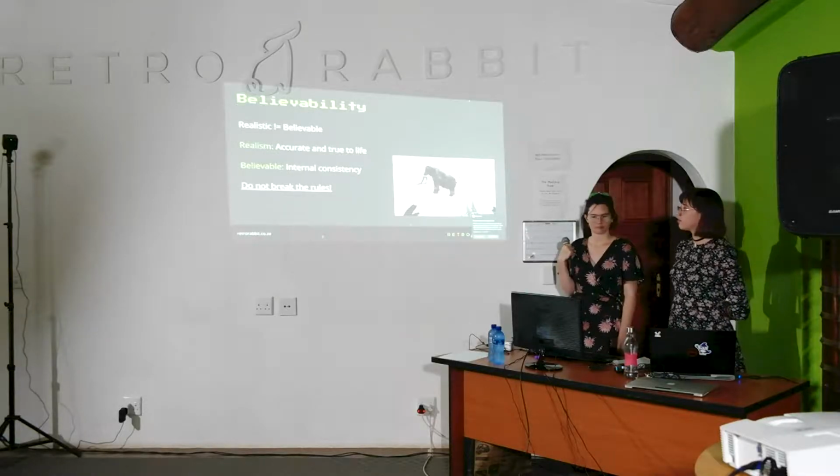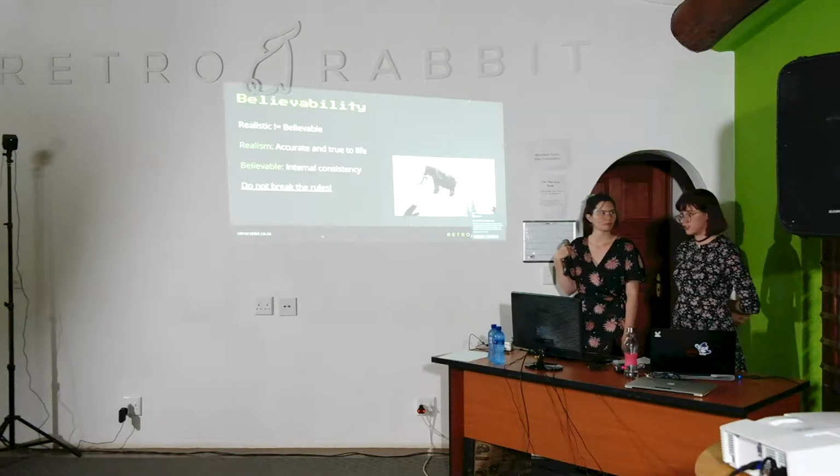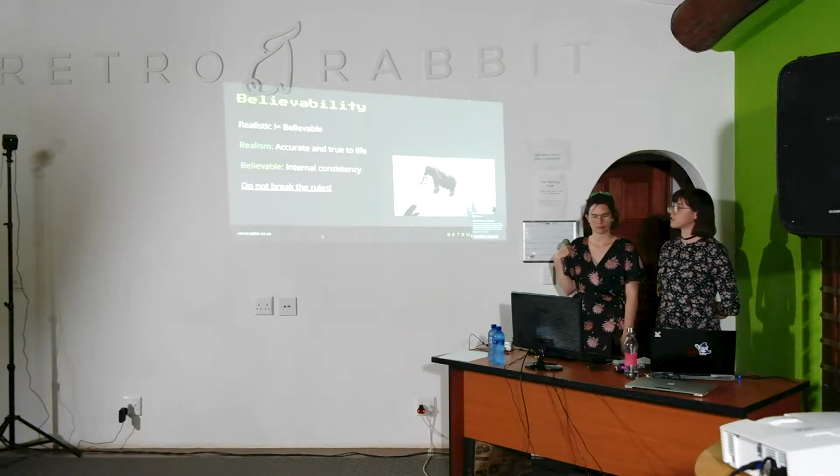Cool, then believability. There's this idea that came around that if you want to make a believable VR game, it has to be realistic. Now, they found that this is completely not true, and they're actually completely not related to each other. Realism means accurate and true to real life. This is what we know to be reality, actual reality. And then believable means internal consistency.